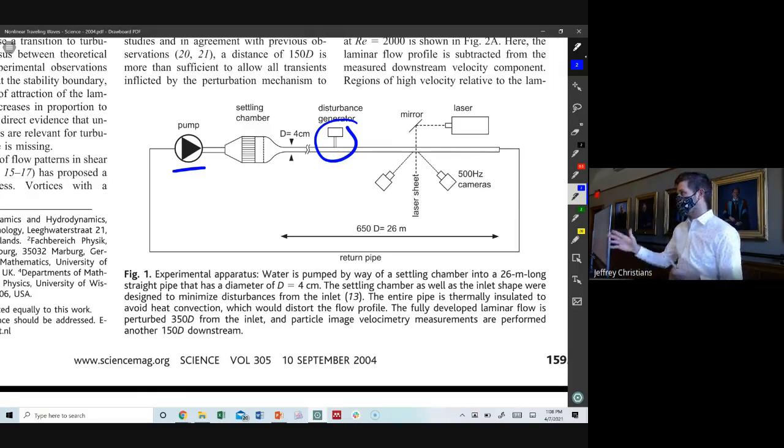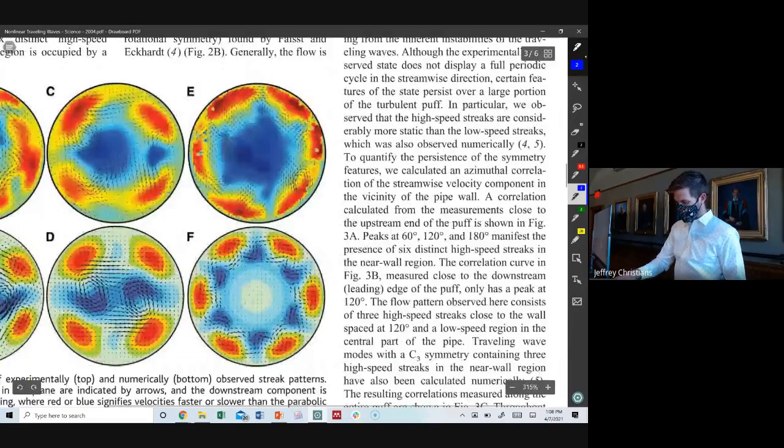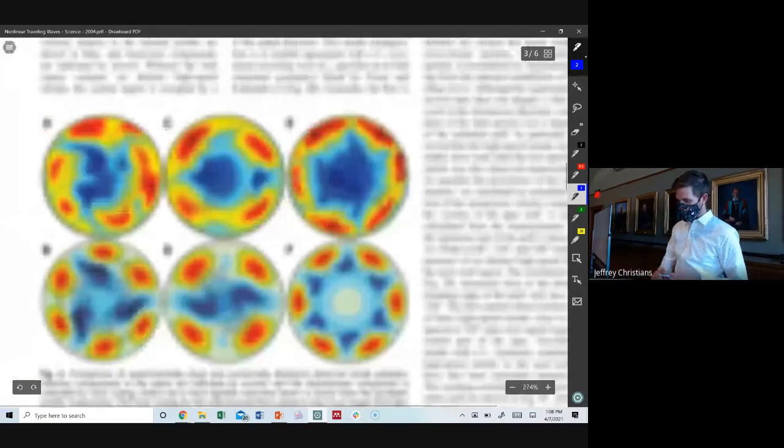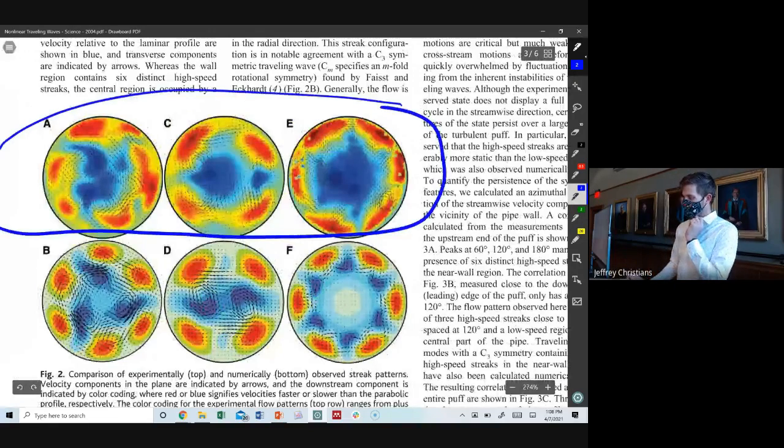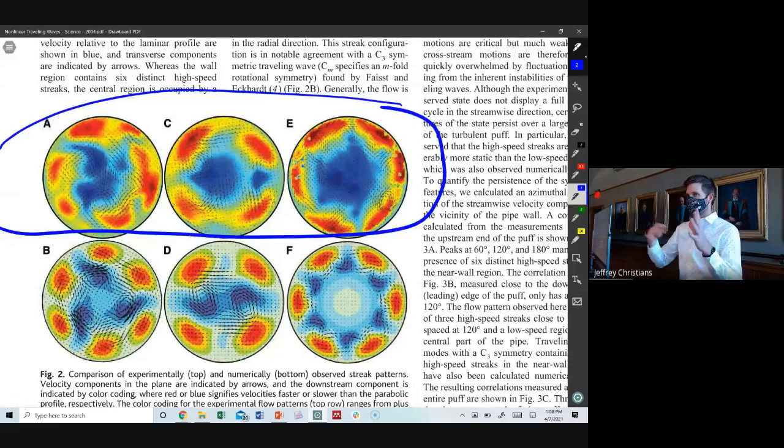And we want to see, can we predict and can we model what's going to happen when we give some artificial disturbance? What they found, these are all at different Reynolds numbers. The top is their experimental data for how these disturbances are propagating in the pipe. And this is some of their modeling.